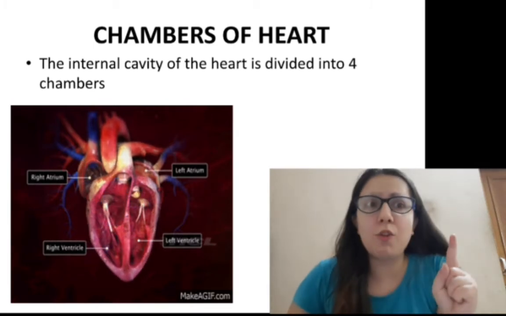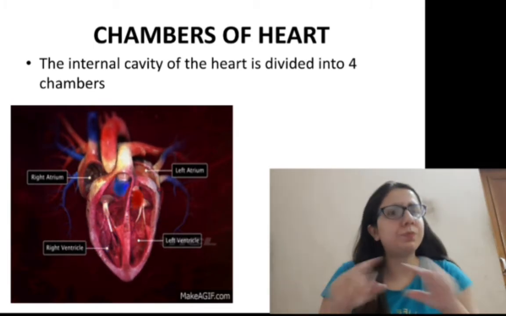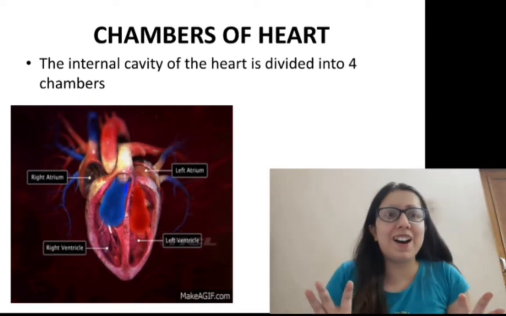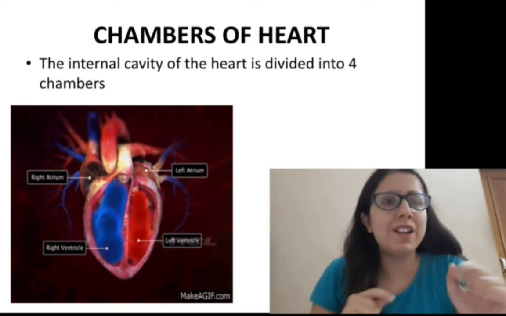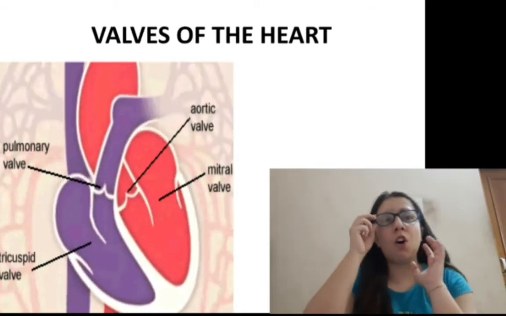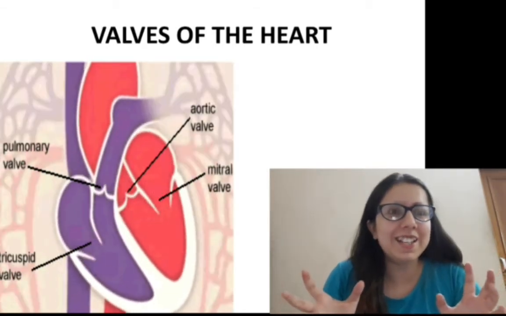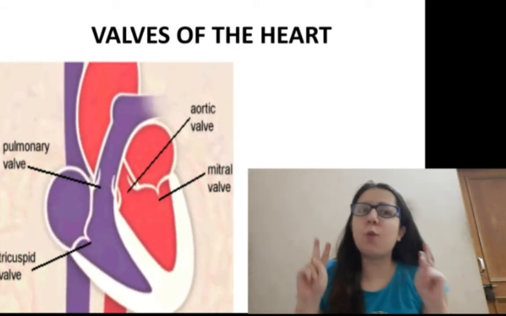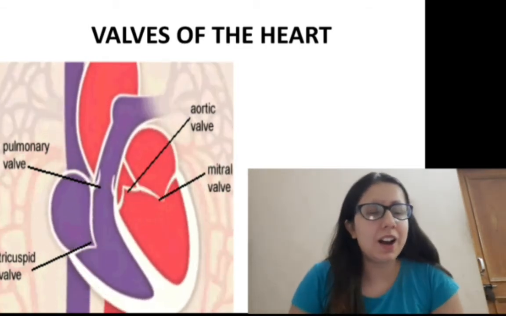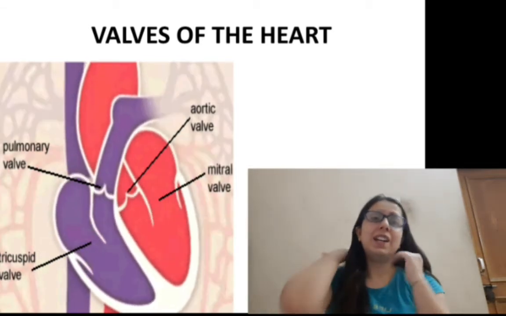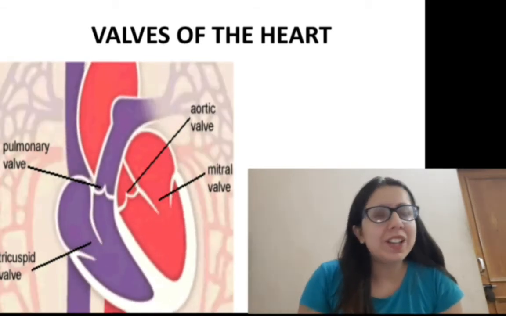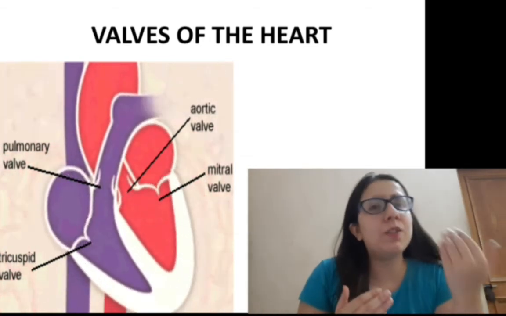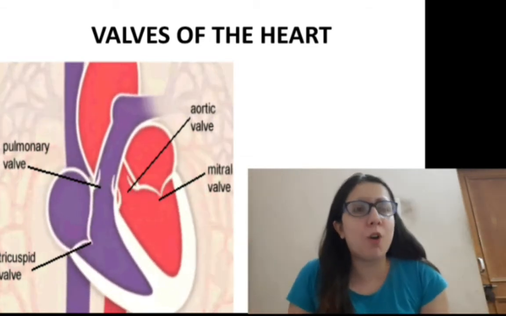So let's move forward. We have known about the layers now, and we have known about the chambers now, right? Next is the valves of the heart. There are basically 4 types of valves present in the heart, right? One is the tricuspid valve, another is the mitral valve, one is the aortic valve and the other is the pulmonary valve.